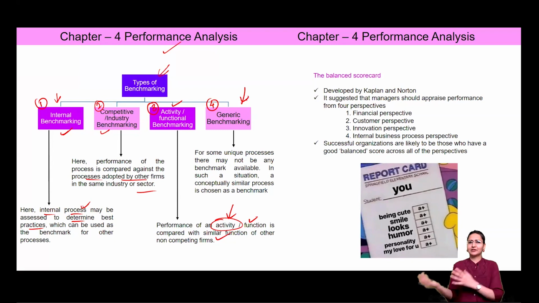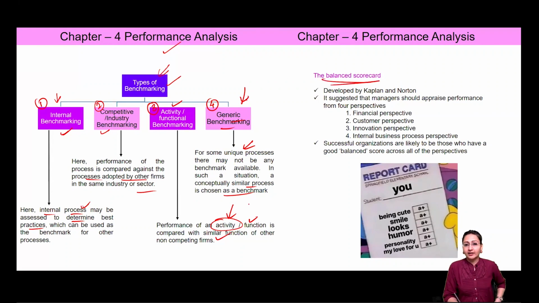Just a vague example, maybe the first restaurant started delivering at home. Now the rest of the restaurants saw that one restaurant is delivering food at home. Why can't we do that? Let us do that. So that's generic benchmarking, where a unique process is being benchmarked, and similar restaurants also start adopting this process, that we also should start doing home delivery. Okay, so 4 names you have to remember here, types of benchmarking: 1, internal benchmarking, then competitive benchmarking, then activity benchmarking, and 4th, generic benchmarking.